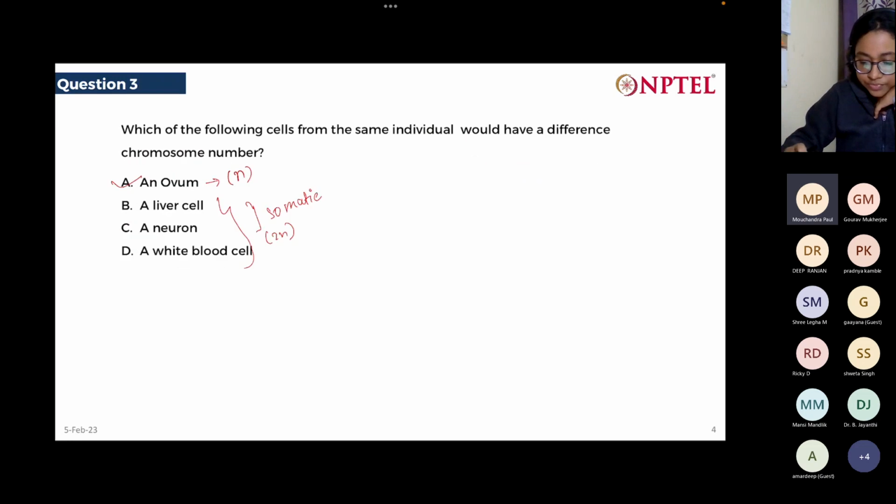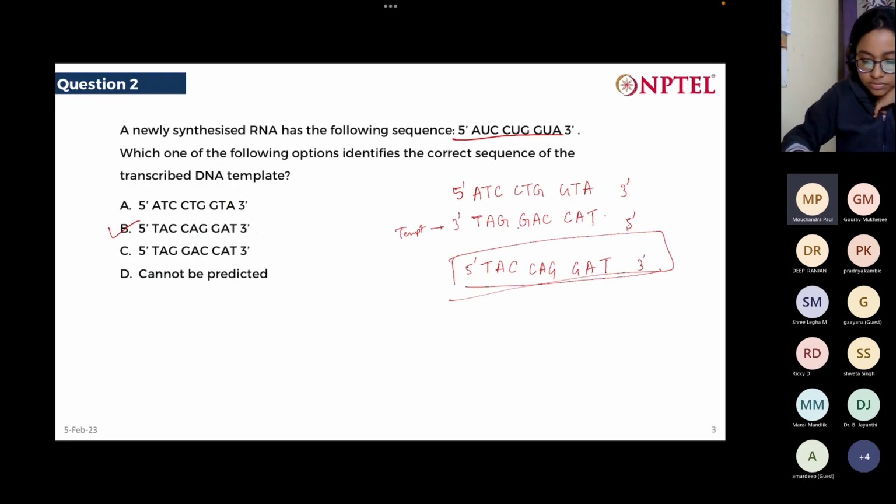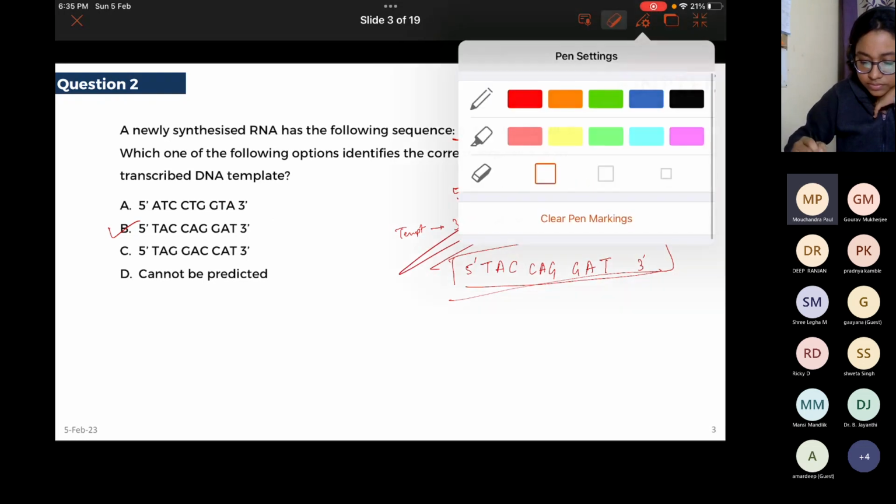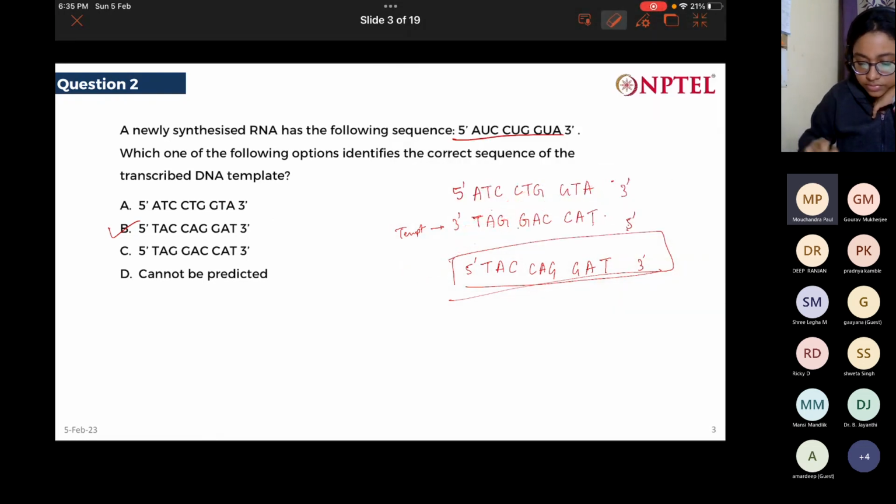Now in question 2, fortunately the pen is not working. Okay, fine. In this question, you are given an mRNA sequence, and from that you have to deduce the sequence of the DNA template. You can work it out yourself, or I'm just quickly showing you. The answer is given here.